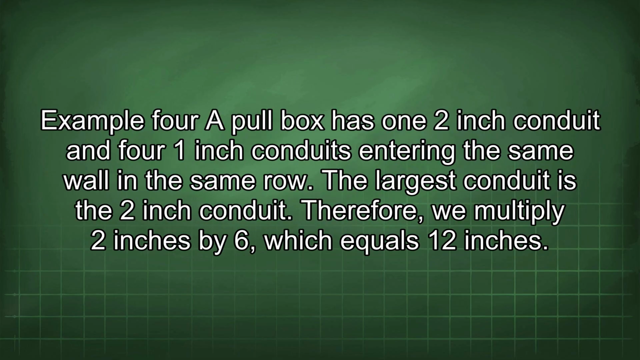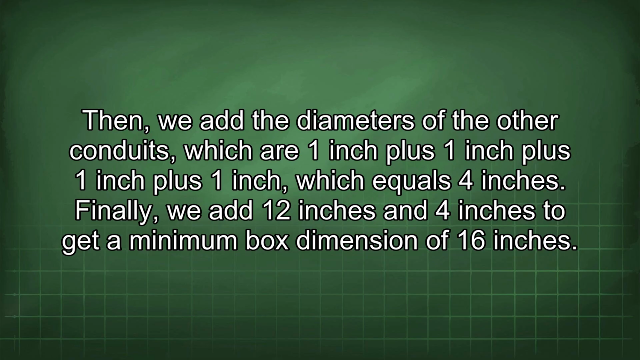Example 4. A pole box has one 2-inch conduit and four 1-inch conduits entering the same wall in the same row. The largest conduit is the 2-inch conduit. Therefore, we multiply 2 inches by 6, which equals 12 inches. Then, we add the diameters of the other conduits, which are 1 inch plus 1 inch plus 1 inch plus 1 inch, which equals 4 inches. Finally, we add 12 inches and 4 inches to get a minimum box dimension of 16 inches.